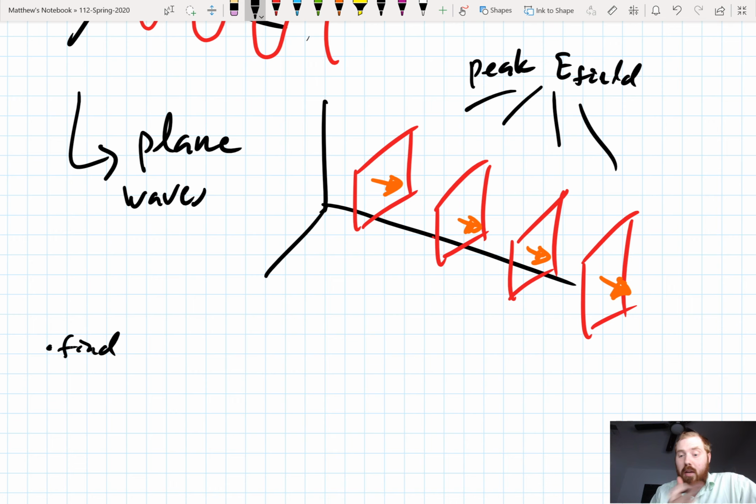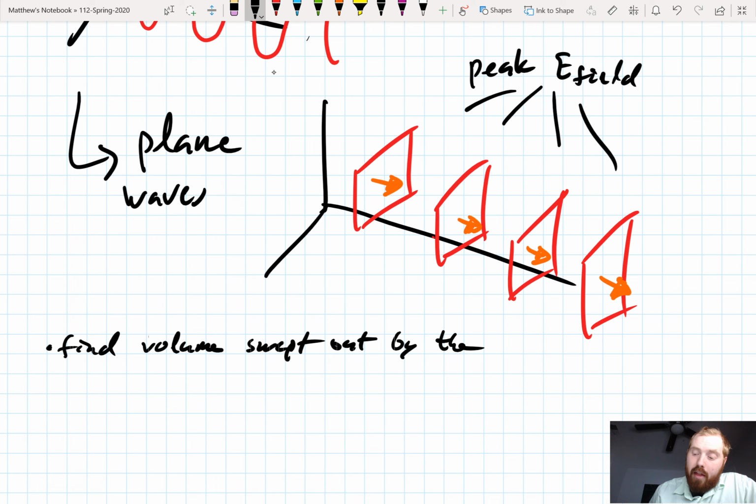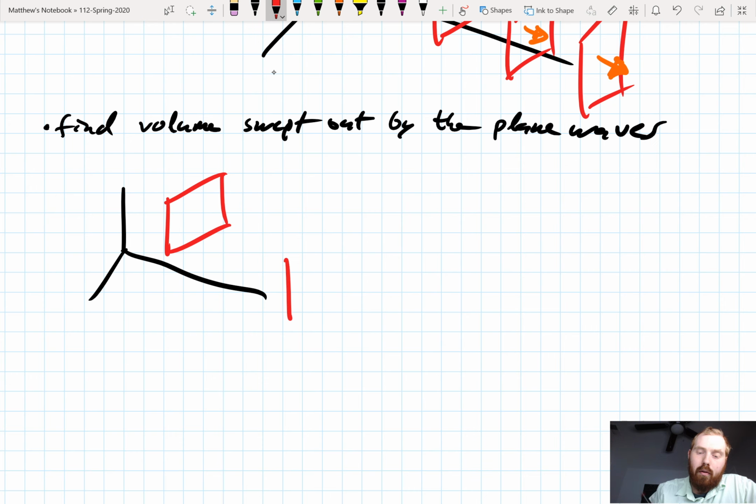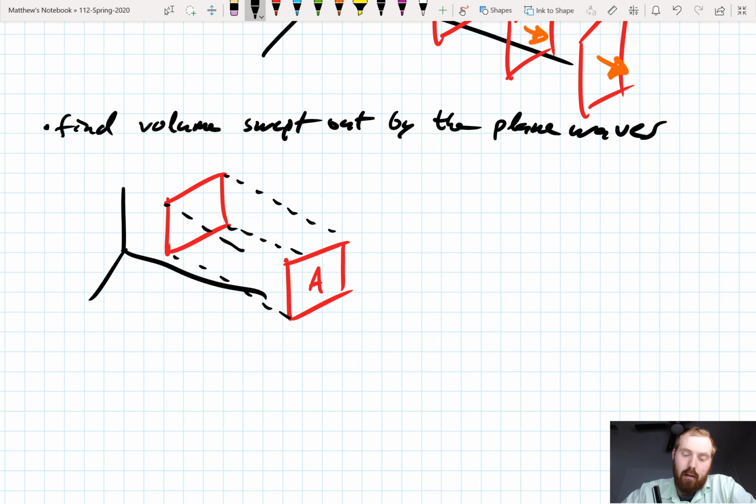So to find the energy, we need some volume. We've got some area, sweep it out. So find the volume sucked out by the plane waves. I'll only draw two to simplify the picture. We'll have just two peaks. We've got some area A, and we know that it swept out some distance. So now we've created a little box.